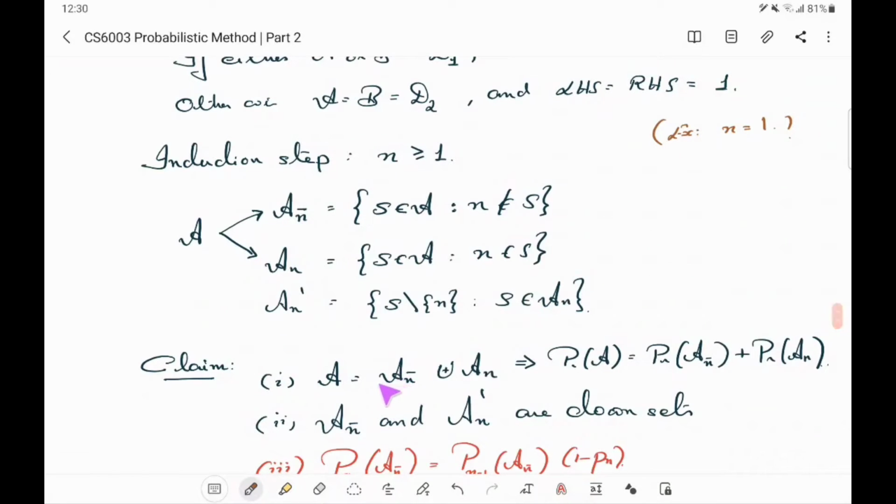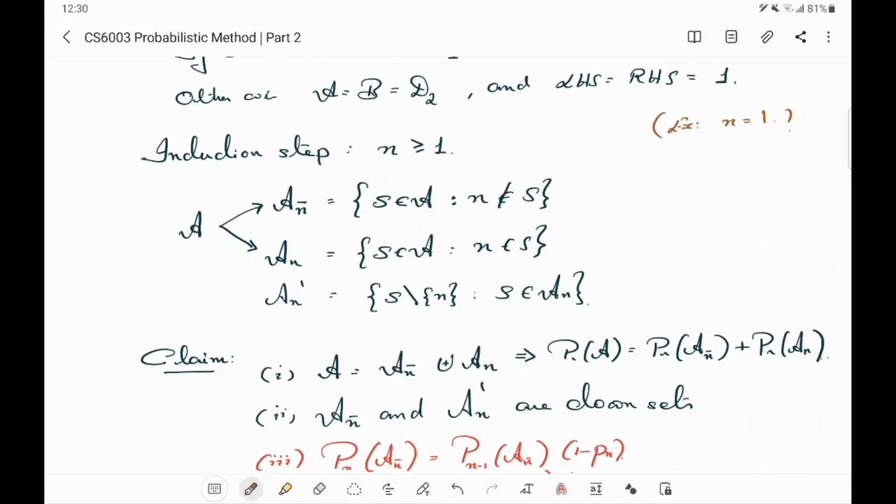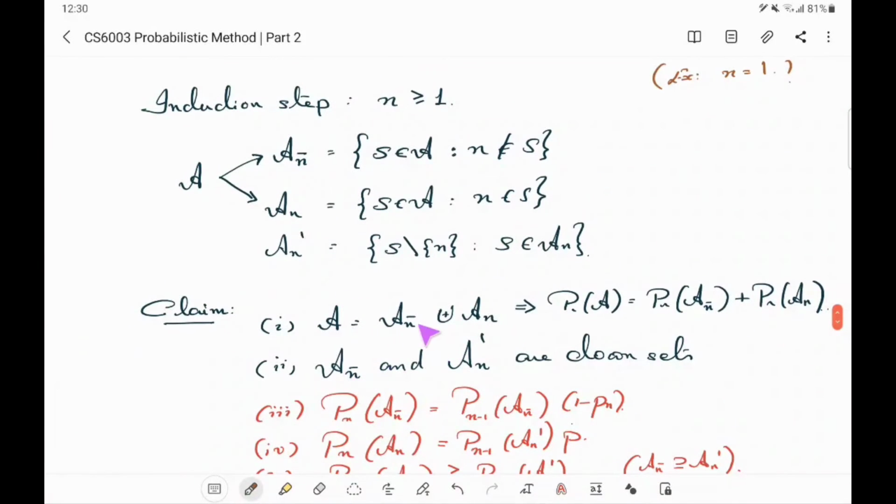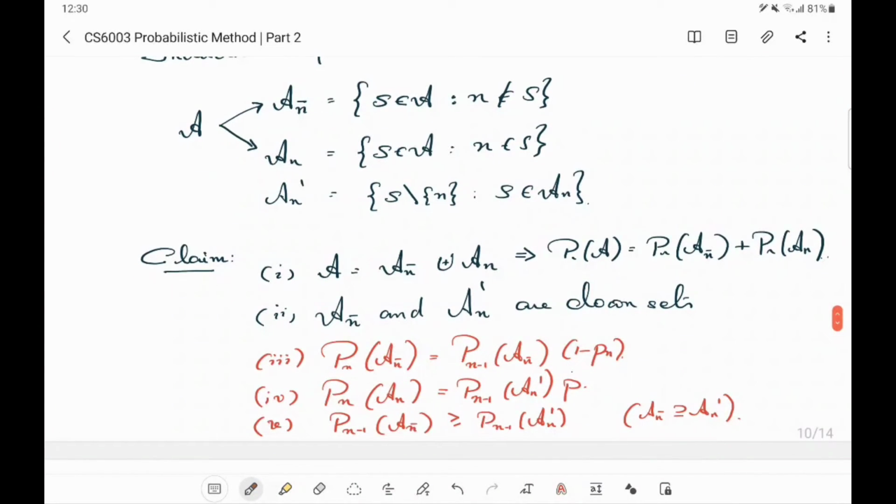The first two claims are the same as what we had. A is actually this A n bar and A n, a partition of A, and hence the probability of A will be the sum of the probabilities of A n bar and A n. This is the same claim we had last day, but we did not write it in this fashion. And we also know that A n bar as well as A n prime are both down sets. But now the next three properties which I have colored in red are new. They were not there last time. In fact, maybe this is the key change from last time.